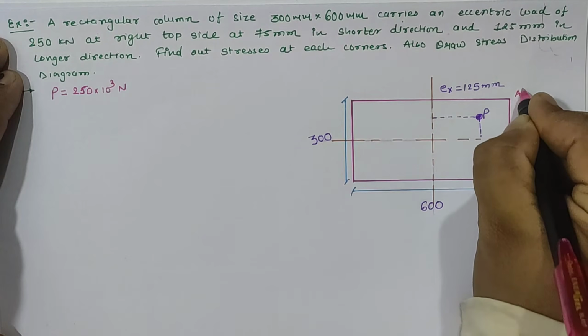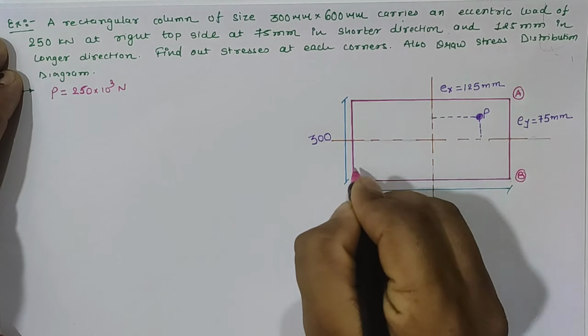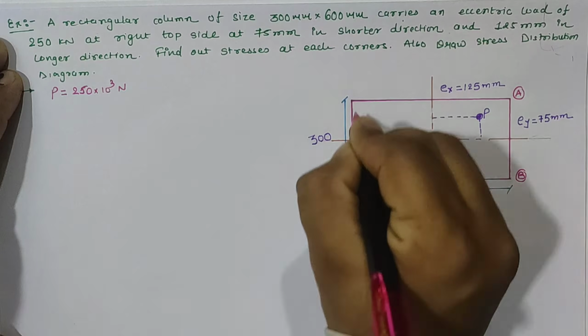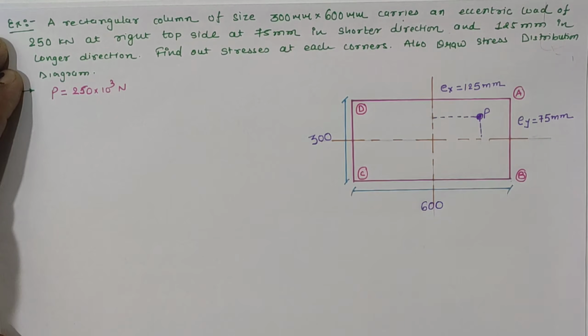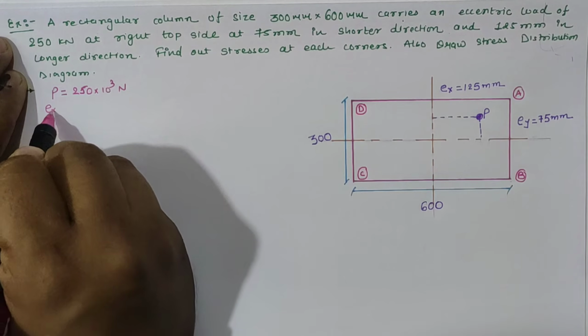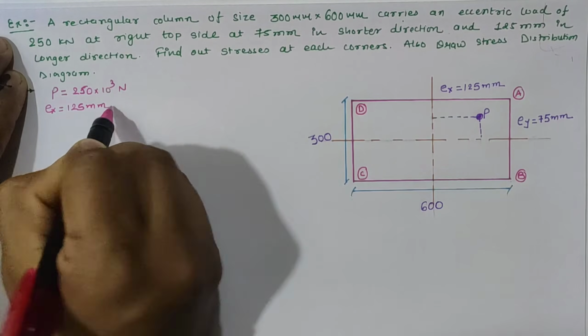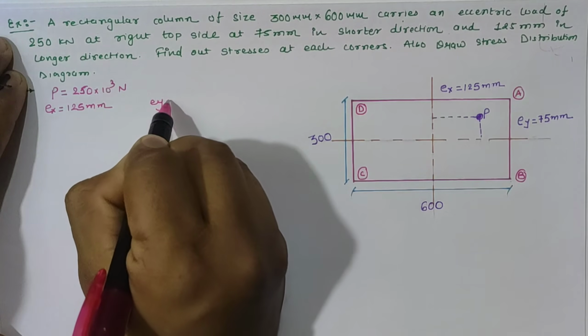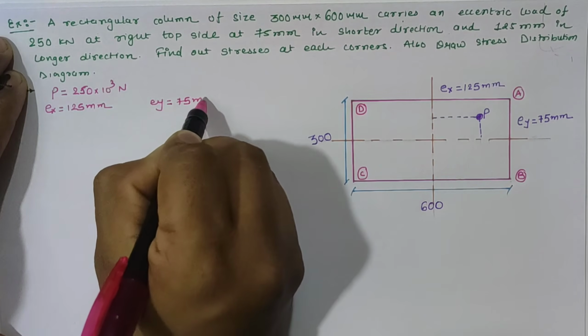and we have to calculate the stresses at each corner. So let us assume top corner as A, bottom corner as B, left bottom corner as C, and left top corner as D point. Now first of all, we have given the eccentricity Ex as 125 mm and Ey as 75 mm.